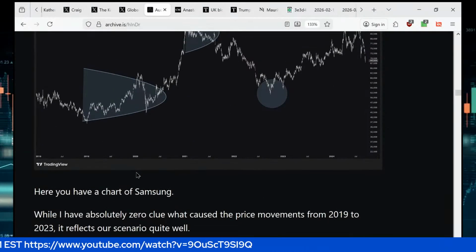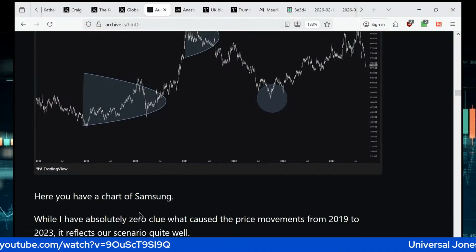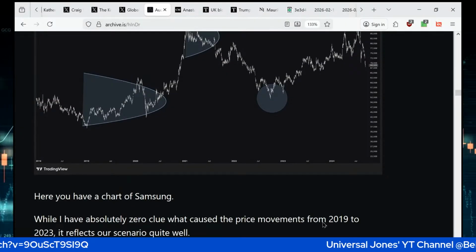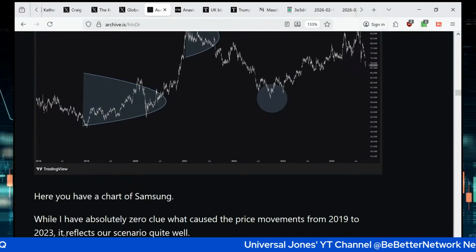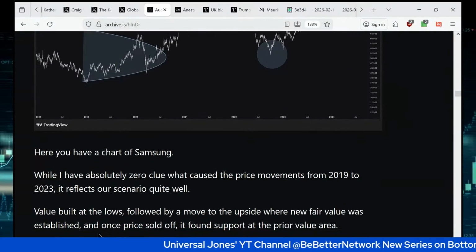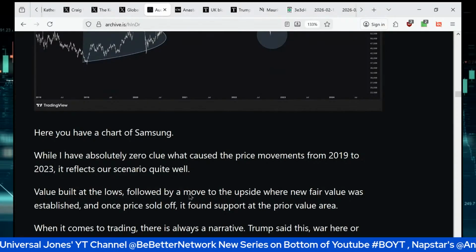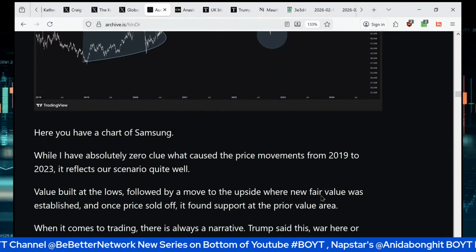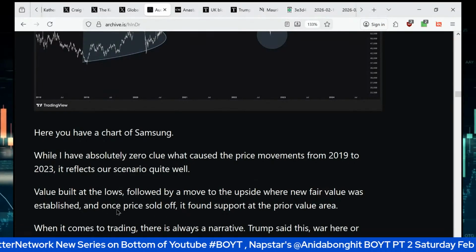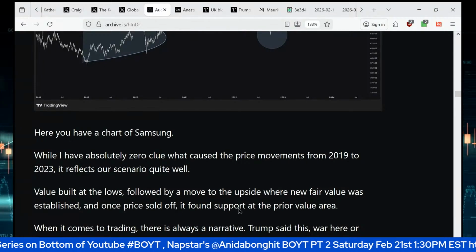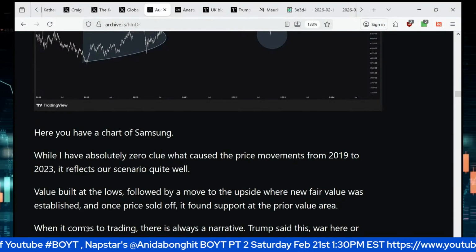Here you have a chart of Samsung. While I have absolutely no clue what caused the price movements from 2019 to 2023, it reflects our scenario quite well. Value built at the lows, followed by a move to the upside where new fair value was established. And once price sold off, it found support at the prior value area.